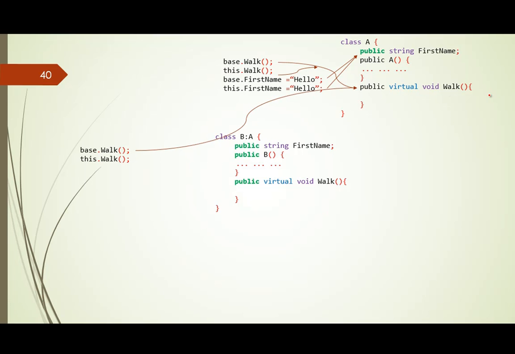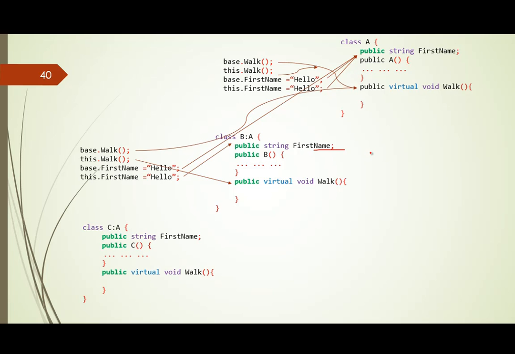When we say this, it means a method inside this class, not outside of the class. So this.walk means this method. If we call this from class B, you have to understand that. If we say base.firstName, it will represent the first name from the base class or parent class. And if we say this.firstName, it will represent this class's first name.